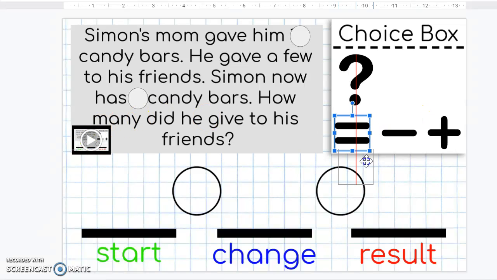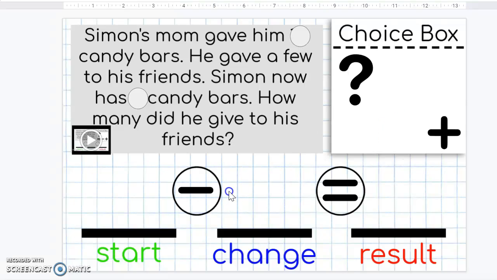So, after they open their eyes, we can go ahead and pull down our equal sign, and then we can decide, are we adding or subtracting? Now, in this one, we know that Simon is subtracting because he gave those candy bars away. They are leaving him. So then I go ahead and uncover my numbers, and I'd read it again. Notice how many times we're reading the story. It's okay to read it 4, 5, 6 times.